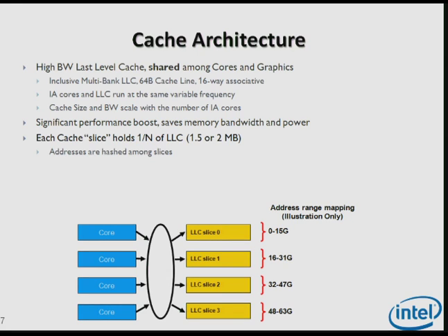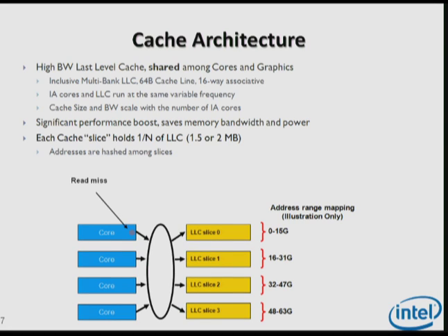It is associated with the cores, what we call the slice, very similar, once again, to the Polson presentation that you heard before. And the cache size, of course, increases and scales with the number of cores due to this association with the IA cores themselves. It gives a significant performance boost. It also saves bandwidth and power because we don't have to go to the DDR as much. And the addresses of the LLC are hashed among the slices.